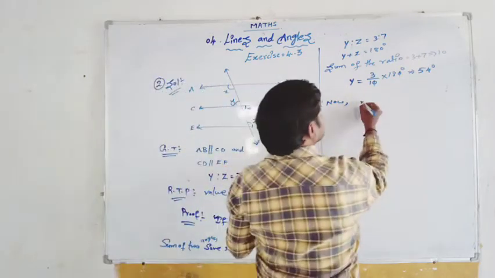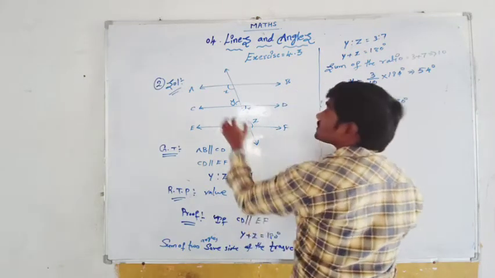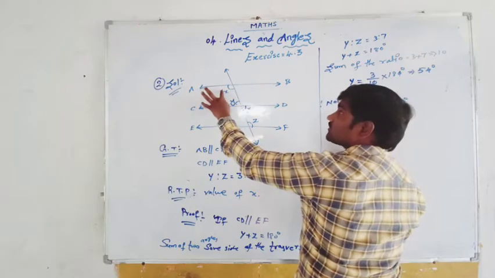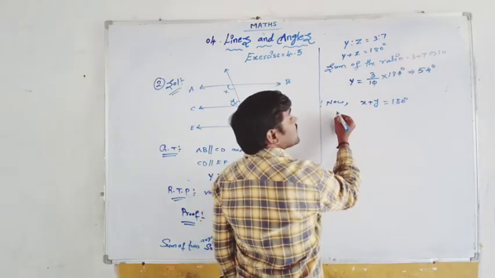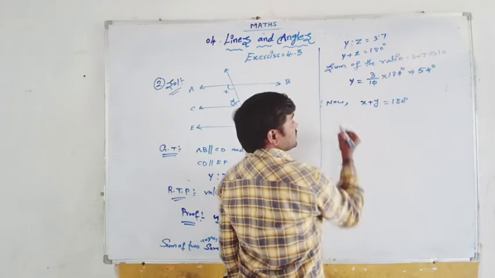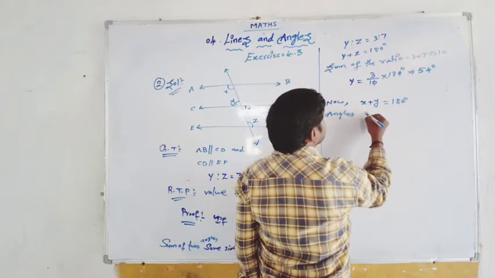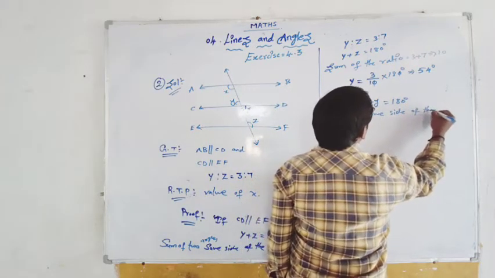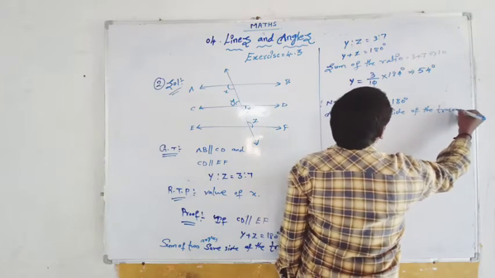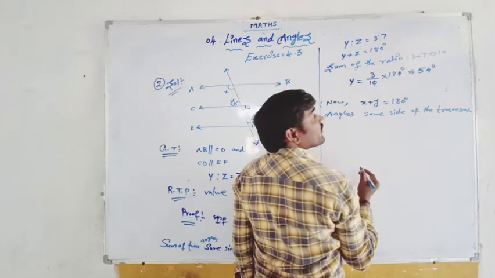So we know that X plus Y is also 180 degrees, since they are angles on the same side of the transversal. The sum of the angles on the same side of the transversal gives us 180 degrees. Here we already know the Y value, 54 degrees.